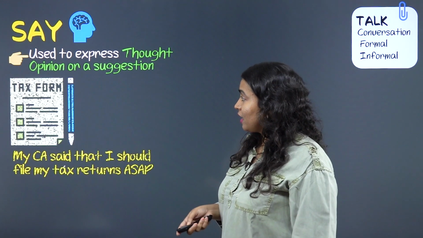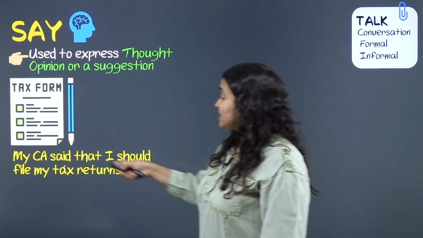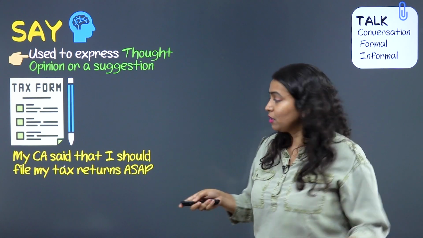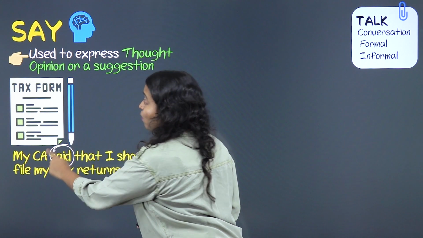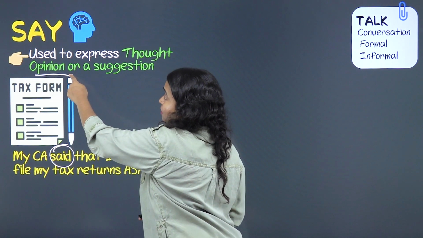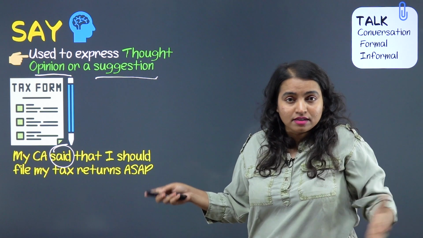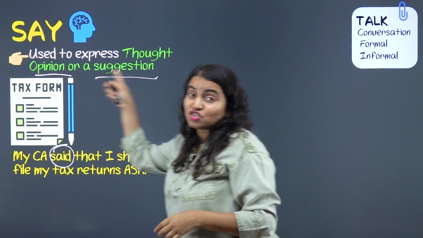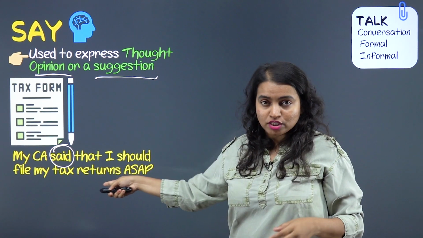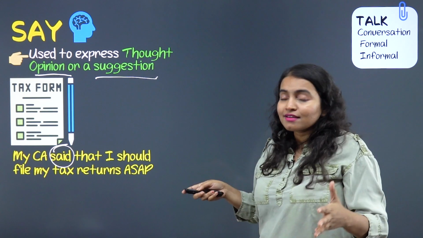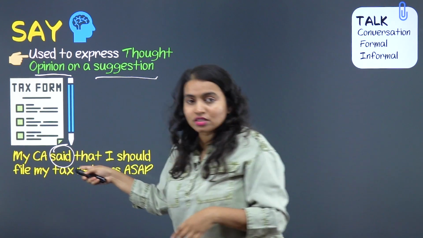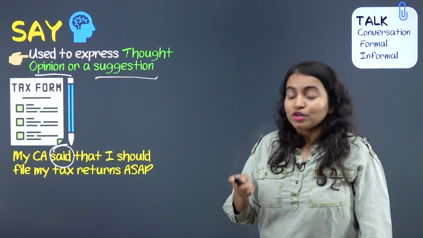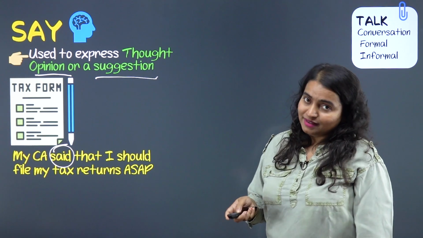Or I could say something like, my CA said that I should file my tax returns ASAP, as soon as possible. Now, again, I use the word said. Why? Because now I am talking about an opinion or a suggestion. You know, my CA is a guy who will help me save money on tax, right? So it is his opinion, it is his suggestion that I file my tax returns immediately. Over here again, I cannot say that the CA talked that I should file my tax returns. Well, that wouldn't make sense, right? So I again use the word say to talk about thoughts or opinions.